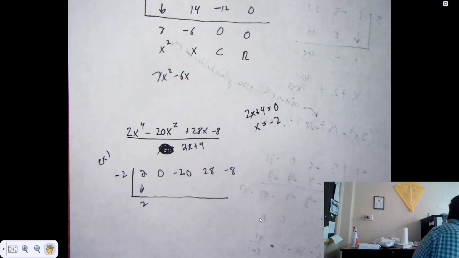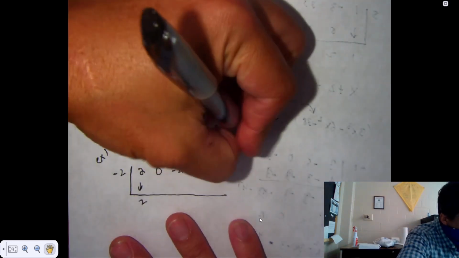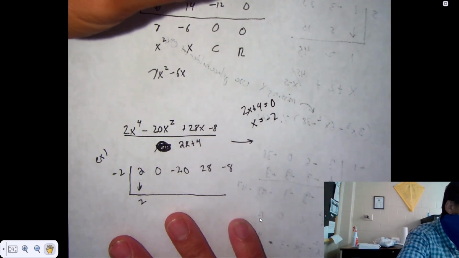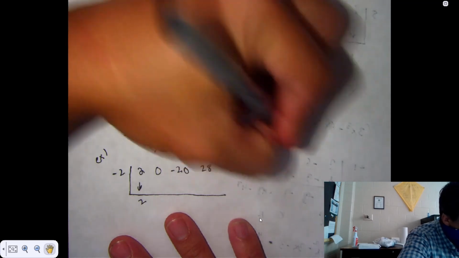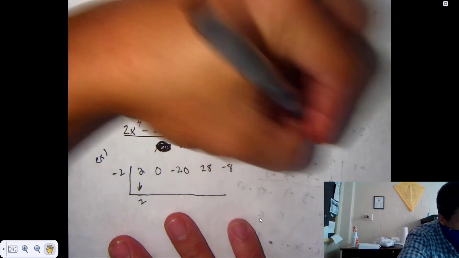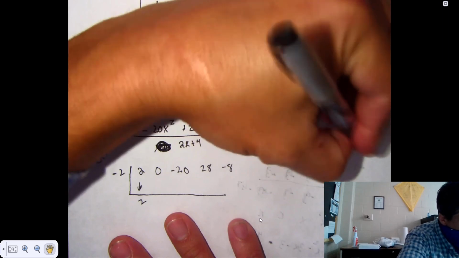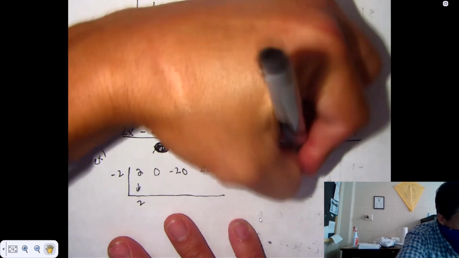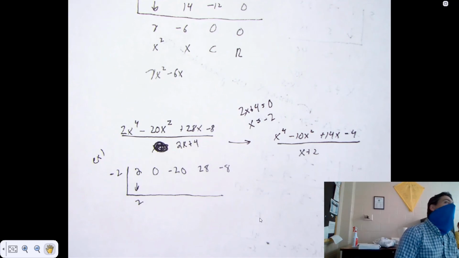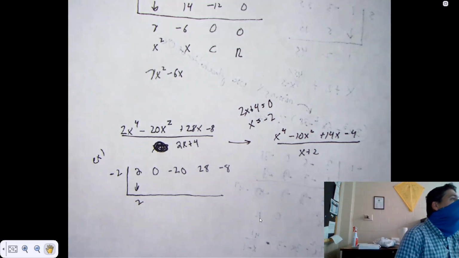There is a way to make your work easier. Look at every single piece of that fraction and tell me what every single piece is divisible by. Annika says 2. Annika is right. You could have gone ahead and done a little simplification here and said x to the fourth minus 10x squared plus 14x minus 4 sitting over x plus 2. And we'll work them both out. We should get the same exact thing, okay?